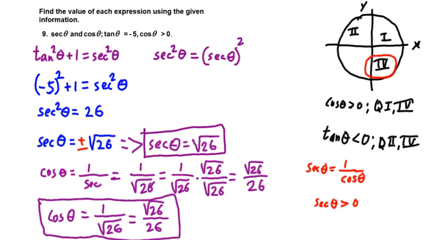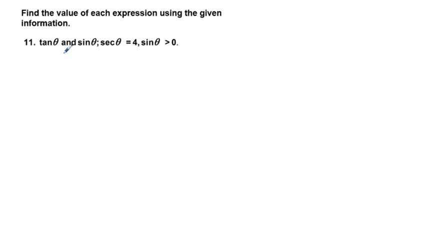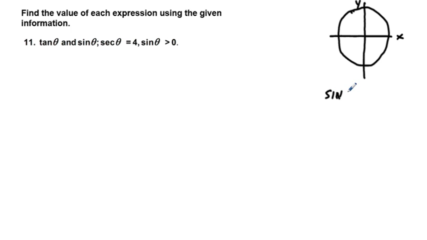Okay, next problem, 11. We're trying to find tangent theta and sine theta, and we're given that secant theta is 4 and sine theta is greater than 0. So going back to our little unit circle sketch up here in the upper right, we have this x, y. Well, sine theta is greater than 0 where?